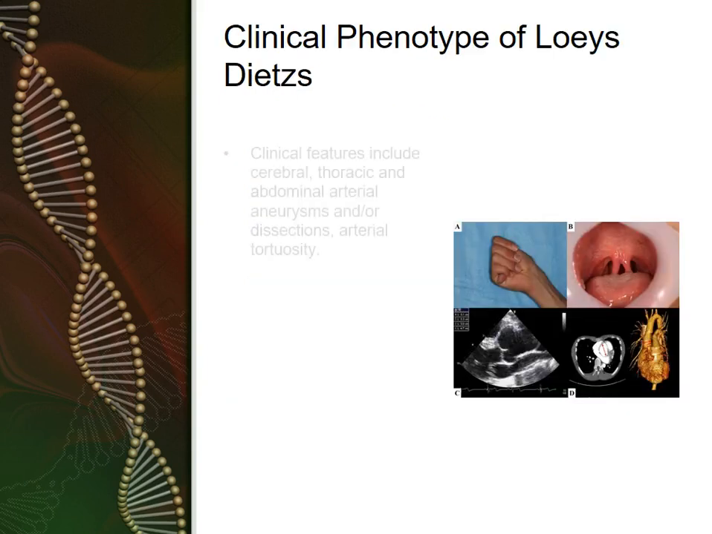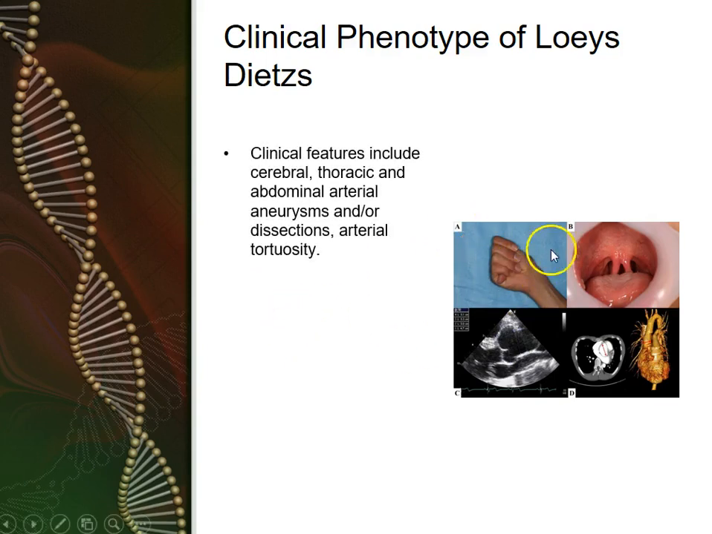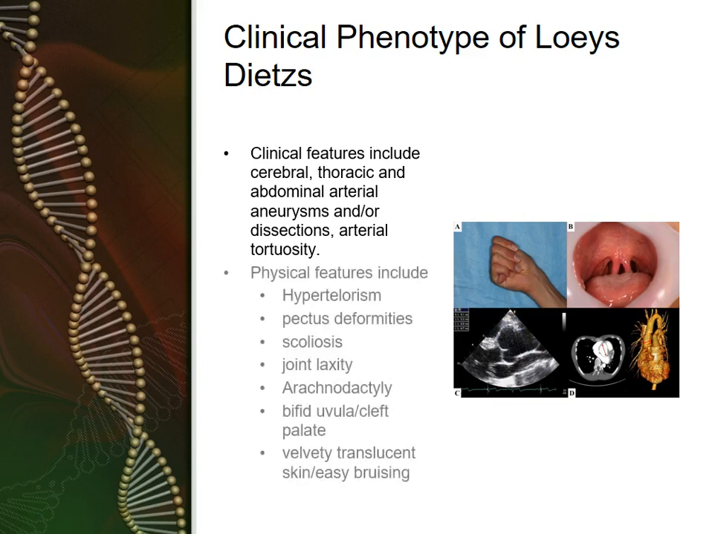So here's some of the clinical features. And again, here you can see this positive Steinberg thumb sign. They can have a bifid uvula or sometimes even a cleft palate. They're at risk of cerebral, thoracic, abdominal aortic aneurysms and or dissections.